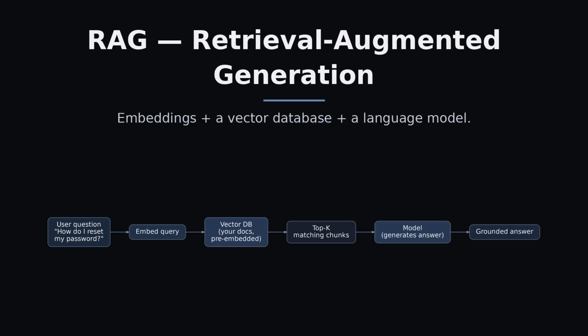The recipe is 3 ingredients. 1. Take every document you care about, chop it into chunks, embed every chunk, store the vectors in a database. 2. At query time, embed the user's question and retrieve the top few chunks whose vectors are closest. 3. Paste those chunks into the prompt and ask the model to answer using that context.